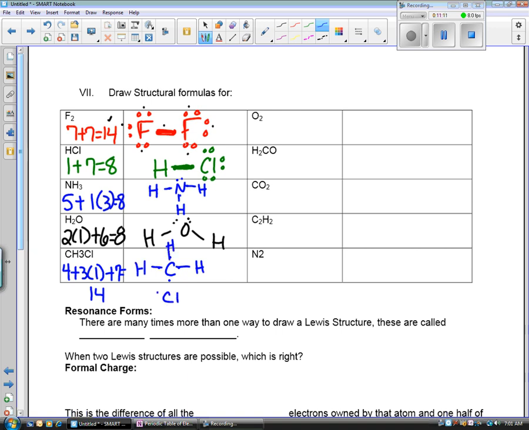Chlorine has 7. So he's going to want to bond right here. That's going to be a tetrahedral shape. Four things all around it, just like a square.